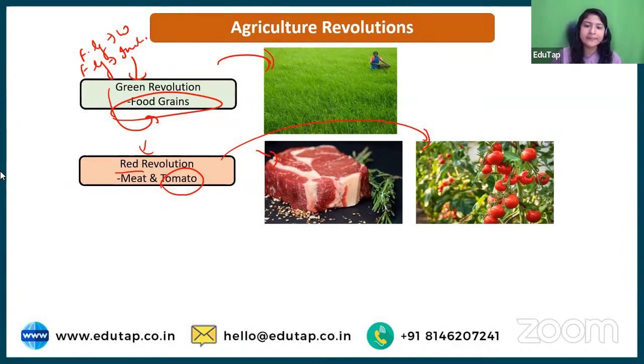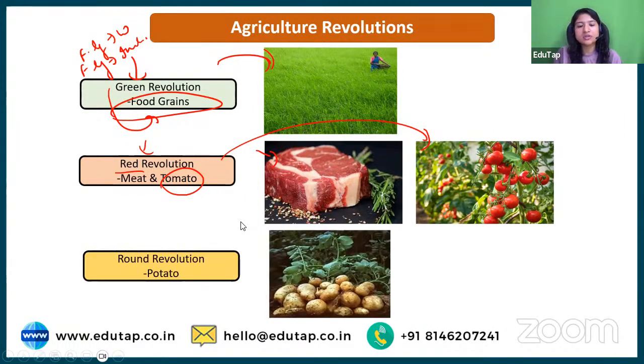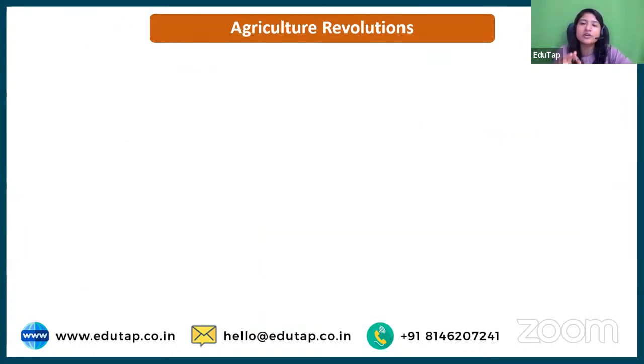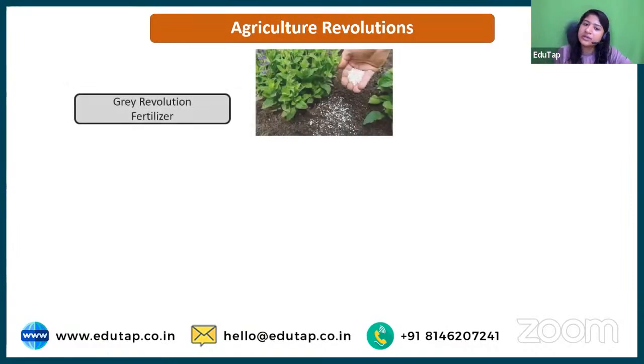As well as in India. Next is the Round Revolution, so from the name itself it is understood, something which is round. So what is the first agriculture produce that can come to your mind? That is potato. So the Round Revolution is associated with potato.